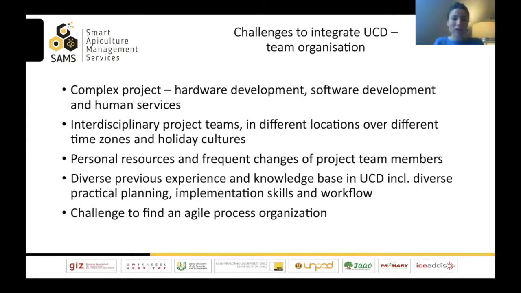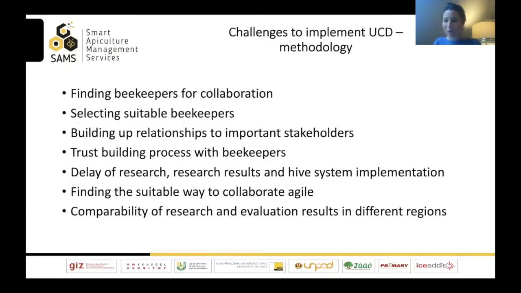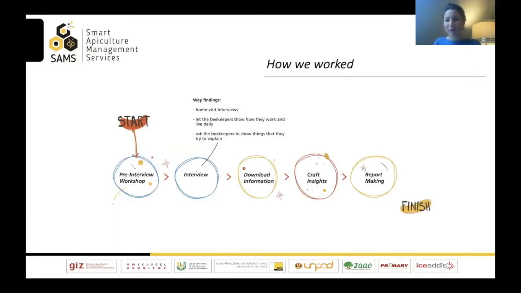Another challenge was the diverse previous experience and knowledge in UCD. So every one of us has another knowledge base. What is UCD? How to implement UCD, how to follow UCD, and how to adapt UCD to the SAMS project. This includes also a diverse practical planning and implementation skills, and influenced our workflow. Another challenge was to find an agile process organization as well. And now I would like to hand over to Mita to talk about how we worked actually.